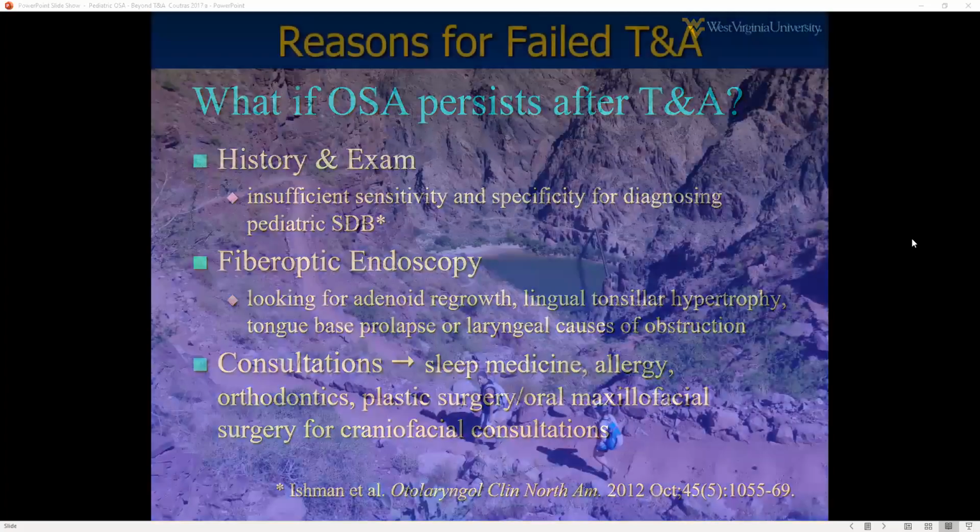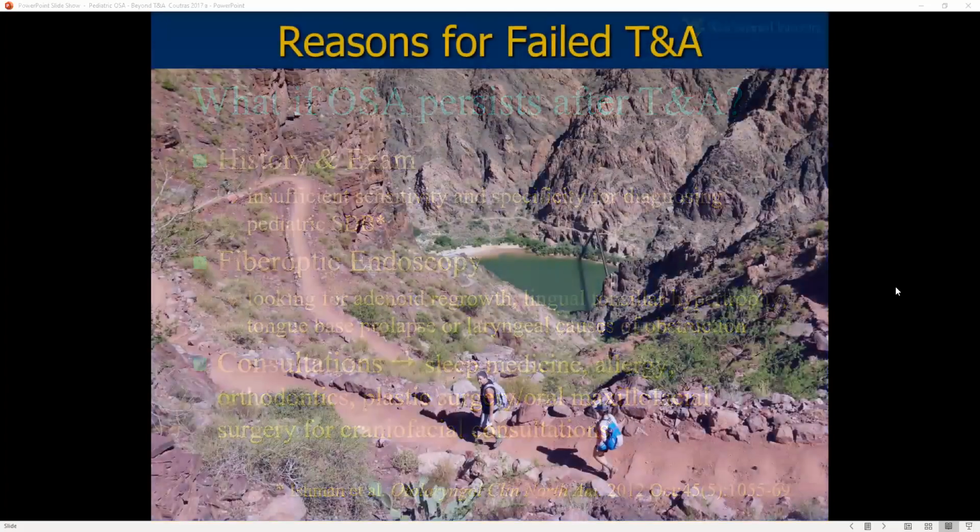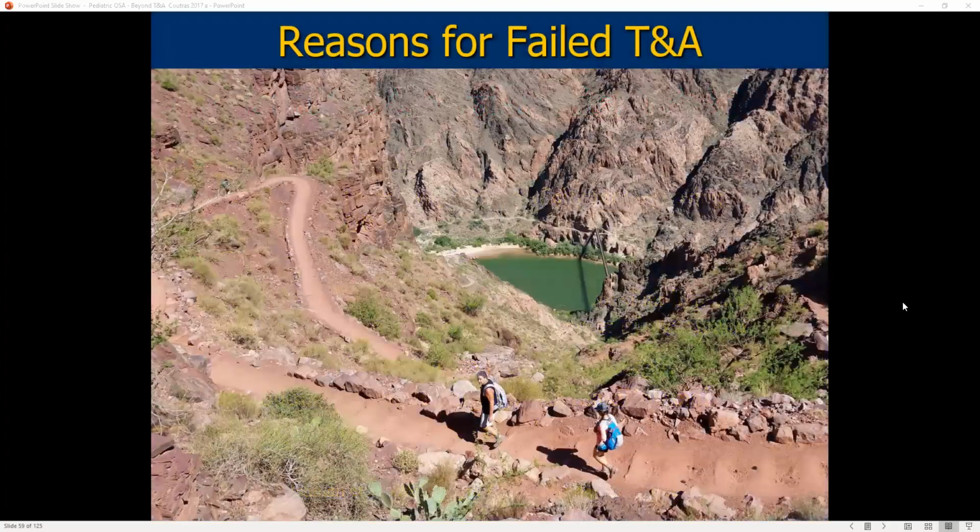So what are some reasons for failed T&A? And by the way, that's the Grand Canyon and the Colorado River down below there.